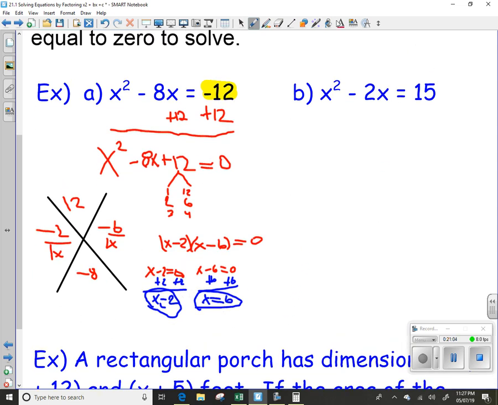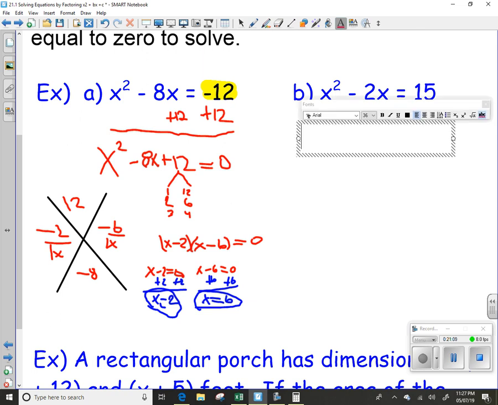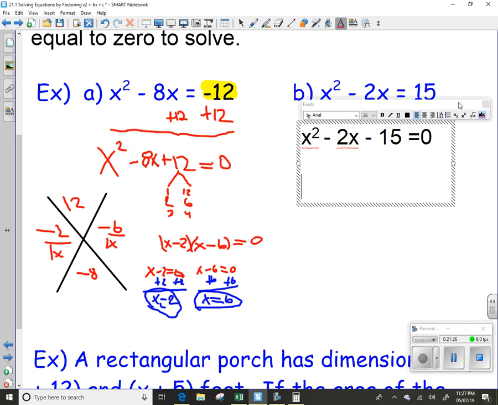Okay. So try B. Here in this case, again, pause it, try it on your own, see what you get. So here in this case, guys, I would say, first of all, your first step is going to be to subtract that 15 from both sides. So now I'm going to have the problem x squared minus 2x minus 15 is equal to 0. Now I can factor that if you use your x method. I'm finding the factors of -15 that'll add together to give me -2. So I'd have x minus 5 times x plus 3 equal to 0.